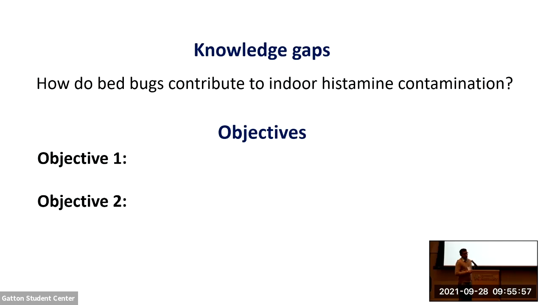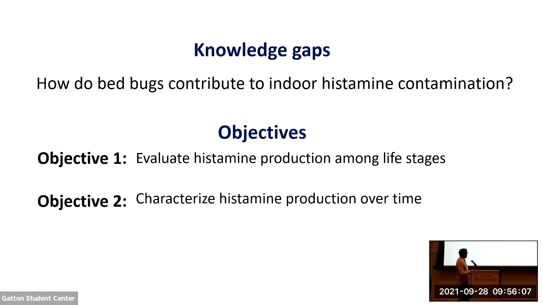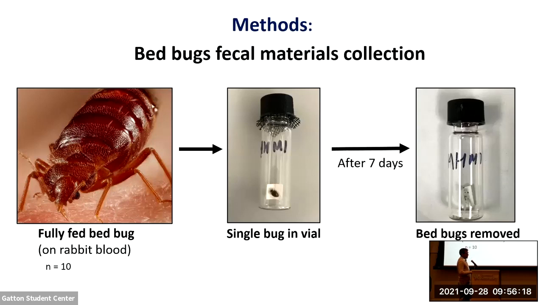Therefore, I have two different objectives for today's talk. The first objective is to evaluate the histamine production among different life stages. I mentioned that they have different life stages. And also characterize the histamine production over time. So with a single blood meal, how much histamine can they produce, and how long can they produce it? We don't have any knowledge on that. So, a pretty simple method here.